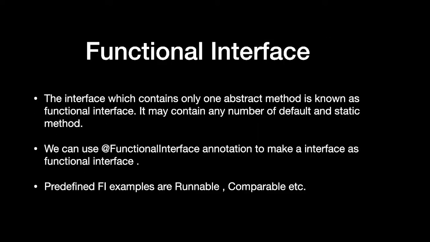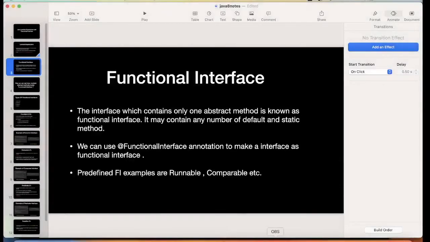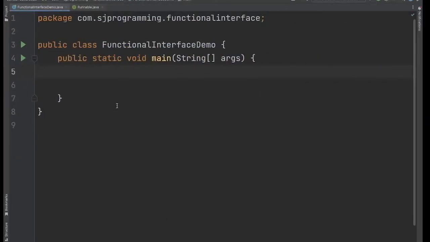A functional interface is an interface which contains only one abstract method, and it may contain any number of default and static methods. If we want to make a functional interface explicitly, then we have the annotation @FunctionalInterface. And what are the predefined functional interfaces we have? We have Runnable, Comparable. Now let's open IntelliJ and see an example of the Runnable interface.